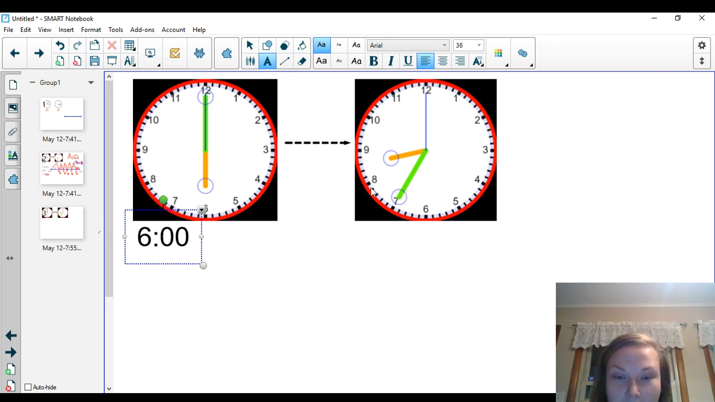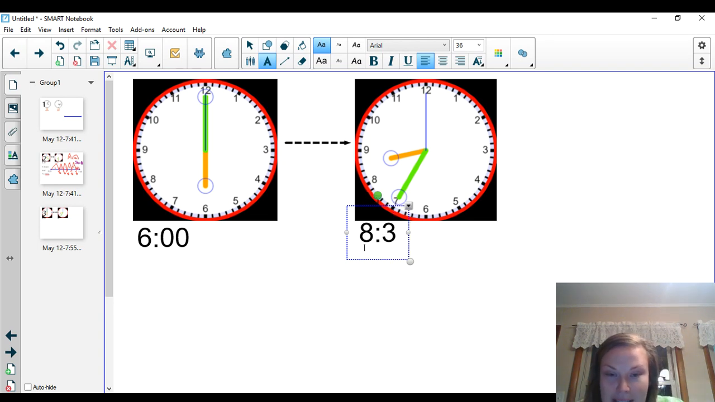The second one over here on the right, the orange hand is between the 8 and the 9, so that means it's not 9 yet. And since the green hand is on the 7, I've already memorized my 5s, so that's 8:35. So we have to figure out what happened from 6 o'clock to 8:35, or how much time has elapsed.